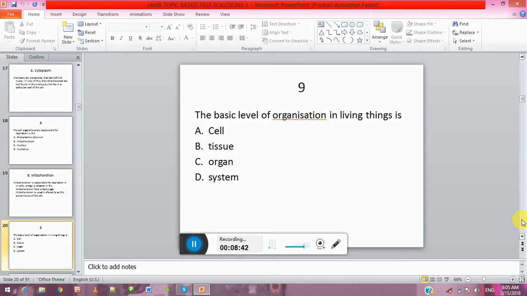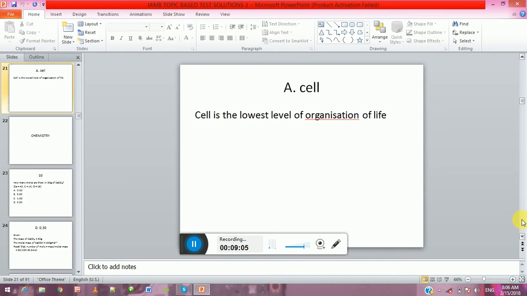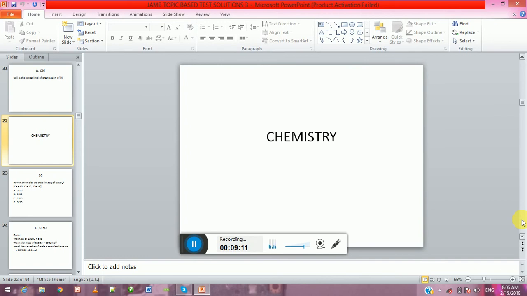The basic level of organization in living things is A. Cell, B. Tissue, C. Organ, D. System. The four levels of organization for living things are cell, tissue, organ, and system. The organization starts with the most basic, the cell, followed by tissue, then organ, then system. So cell is the lowest or basic level of organization of life.